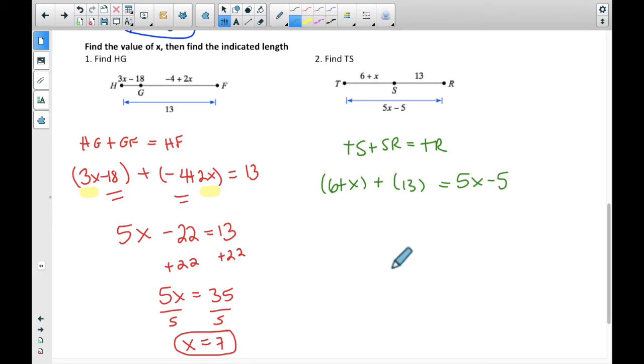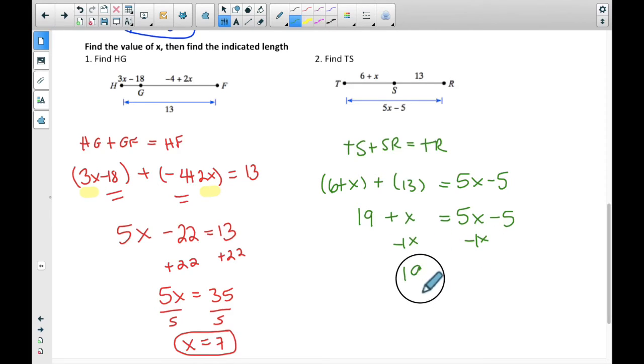Okay, so again, we have an equation here that we need to solve, so we have to put our like terms together. On this one, we have like terms over here with a 6 and a 13, so that's going to give me a 19. I still have my plus x, and I'm going to bring down my 5x minus 5. Okay, so I can go either way, and usually I like to keep my variable on the left, but since it's just a plain old x, I think I'm going to subtract it the other way. And remember, when you do that, what you're really subtracting is 1x.